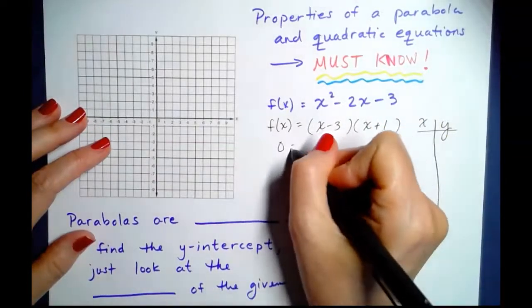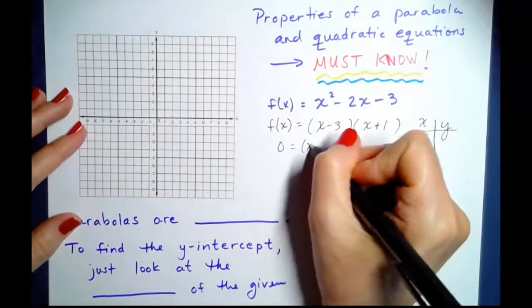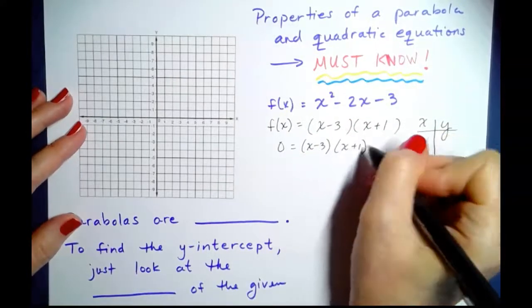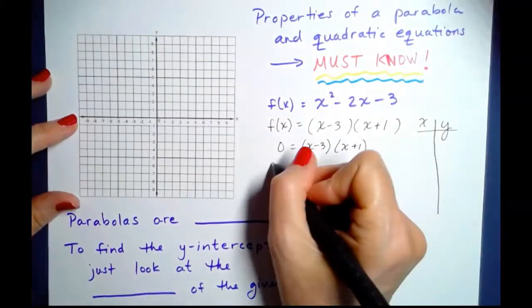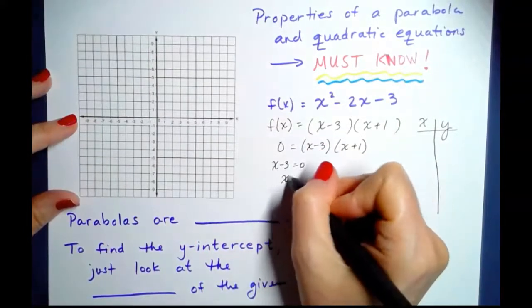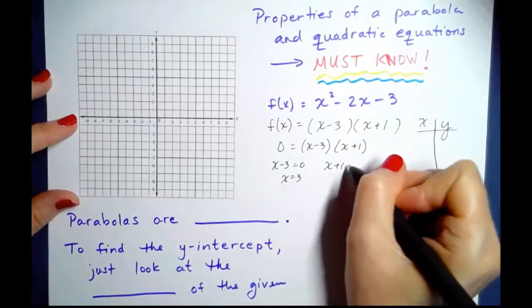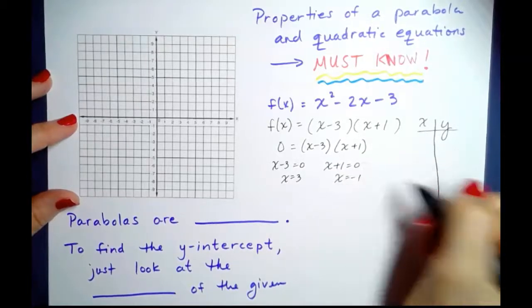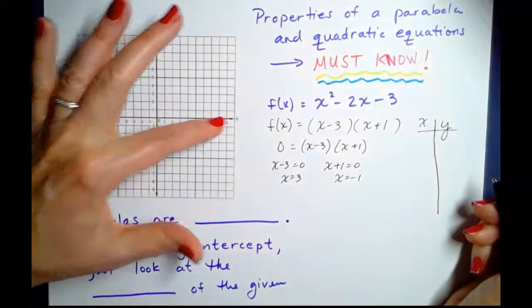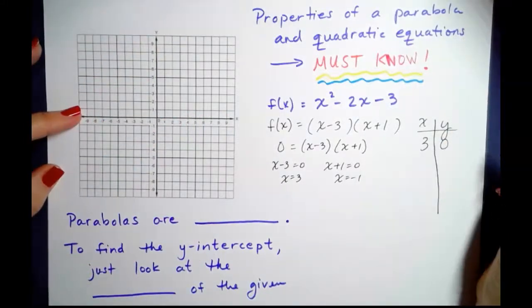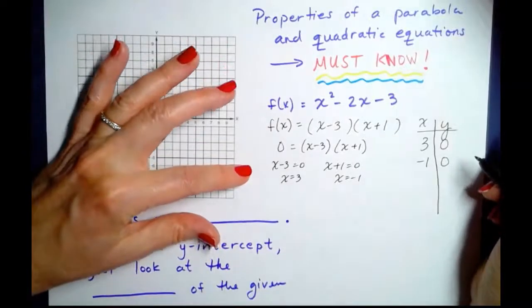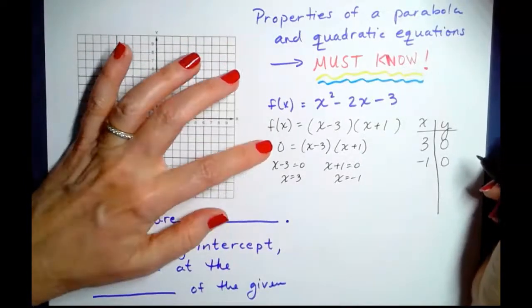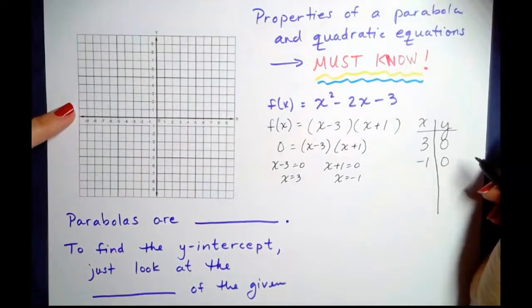Because if we let f of x or y be equal to 0, we can solve for the x-intercepts of this particular function. So x minus 3 equals 0, x equals 3. x plus 1 equals 0, x equals negative 1. So we have x-intercepts at (3, 0) and (negative 1, 0). This was the whole reason that we've spent a week learning how to solve by setting equal to 0. It tells us where we can start our graph with our x-intercepts.